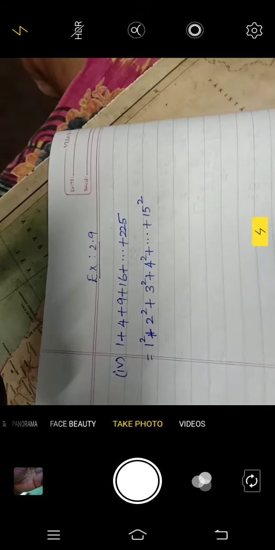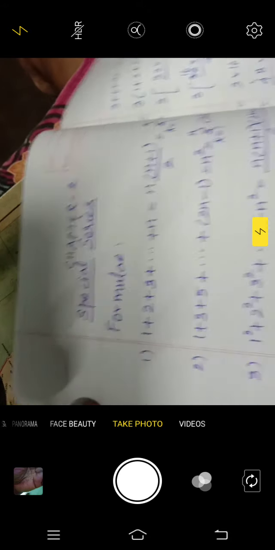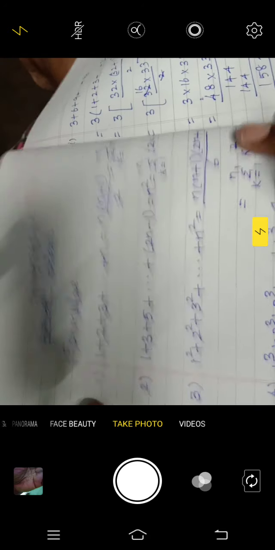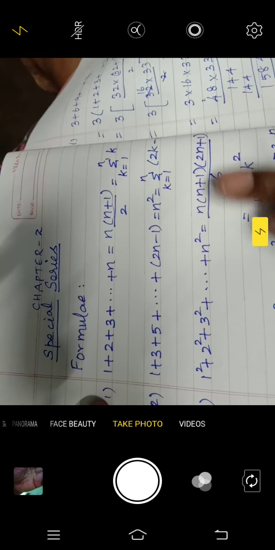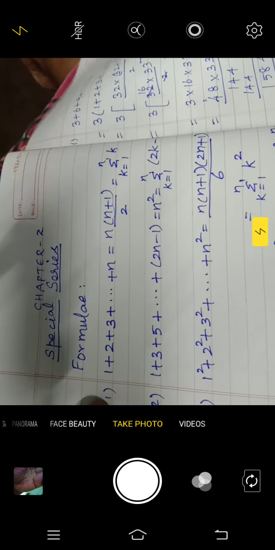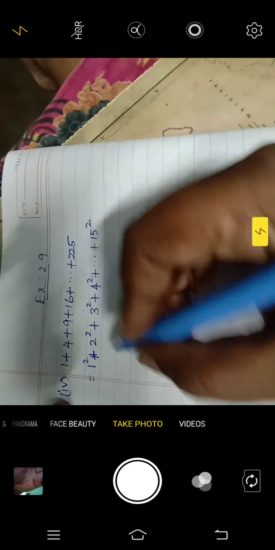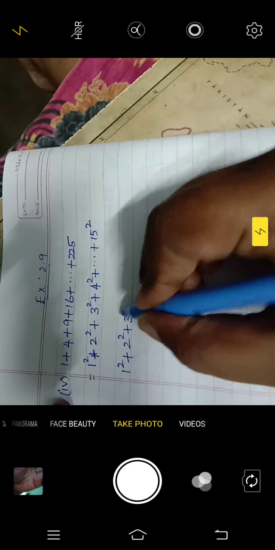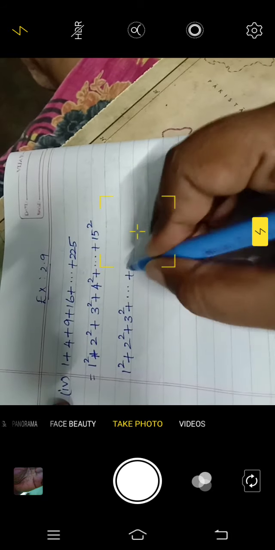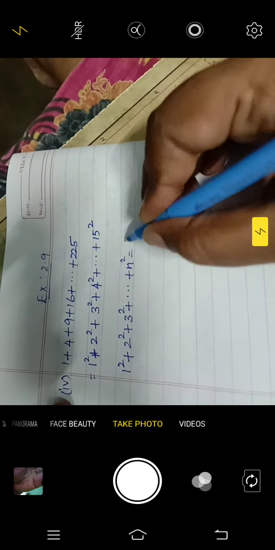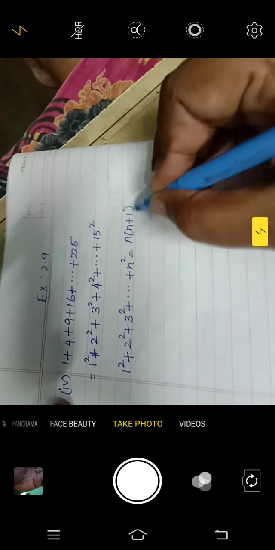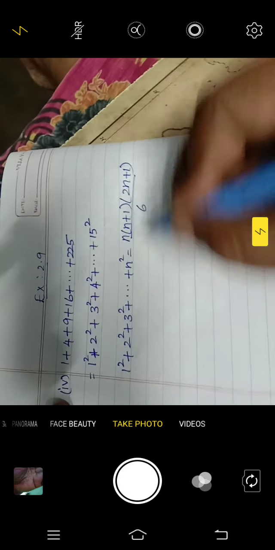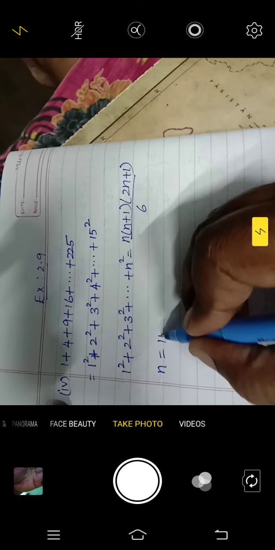See the formula here: 1 square plus 2 square plus 3 square plus etc. plus n square is equal to n into n plus 1 into 2n plus 1 by 6. Write the formula first. Here n is equal to 15.